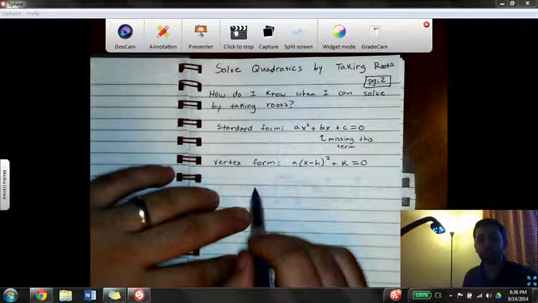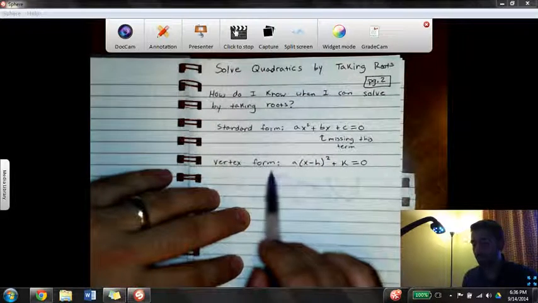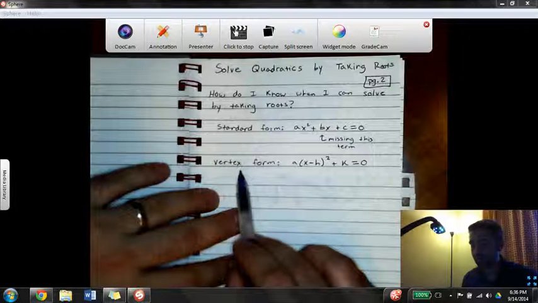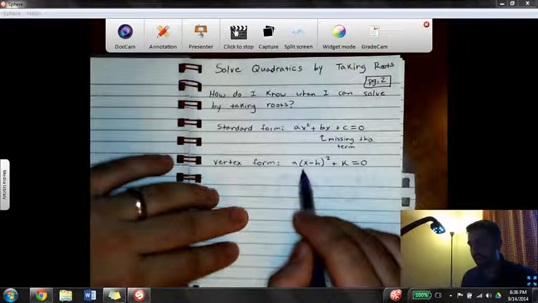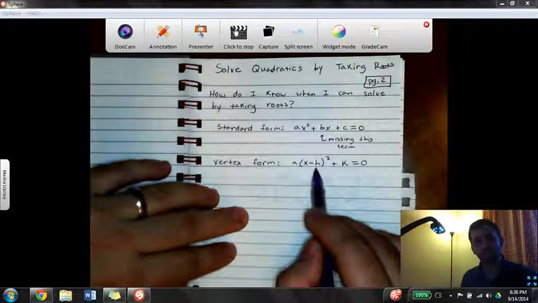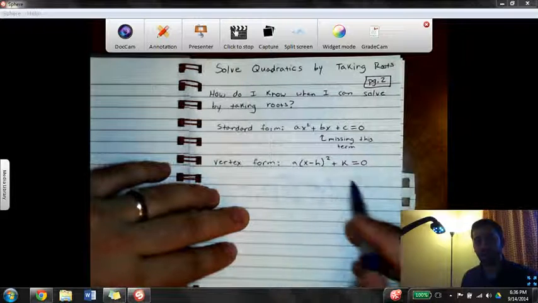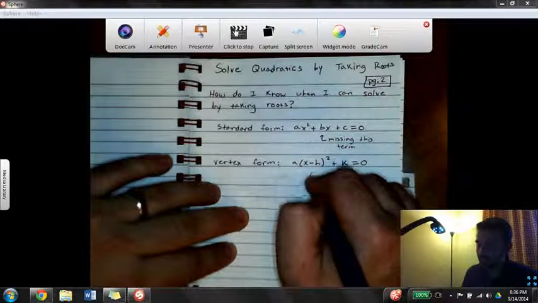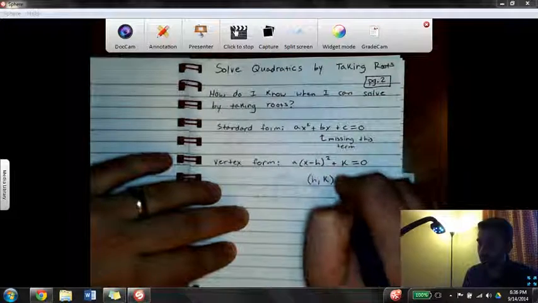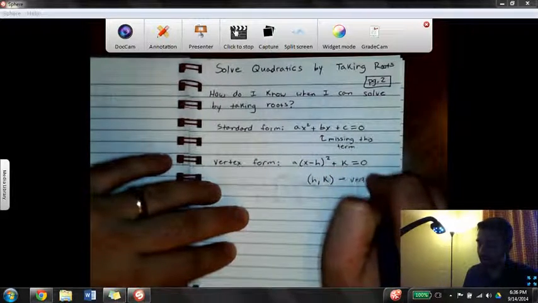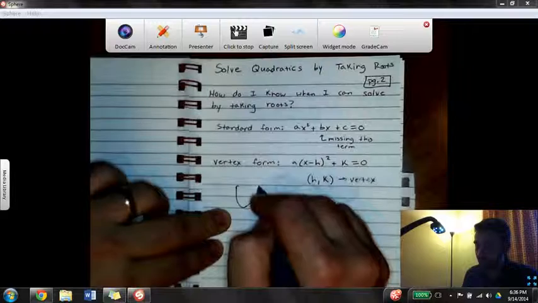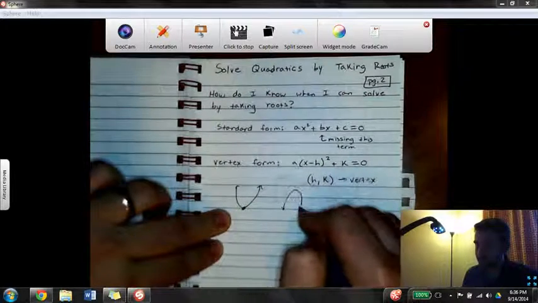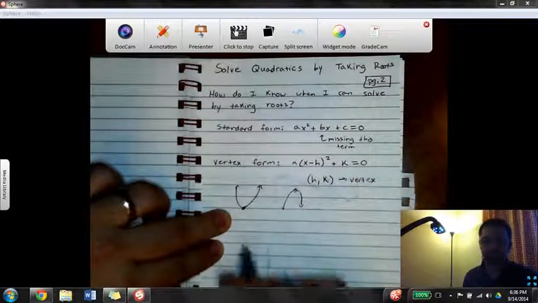The other type of form where we can solve by taking the root is in vertex form, which is a quantity x minus h squared plus k equals 0. And this is where h and k are the vertex of my parabola, which is the maximum or minimum when graphed.